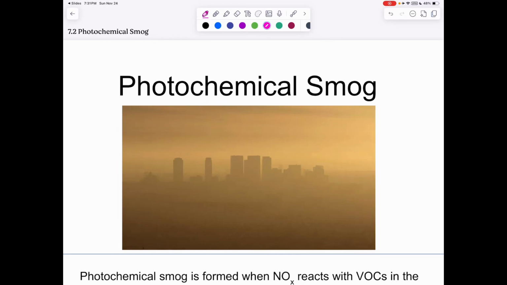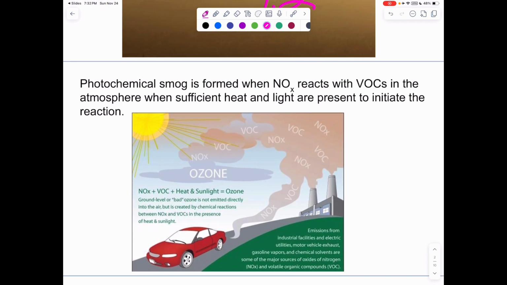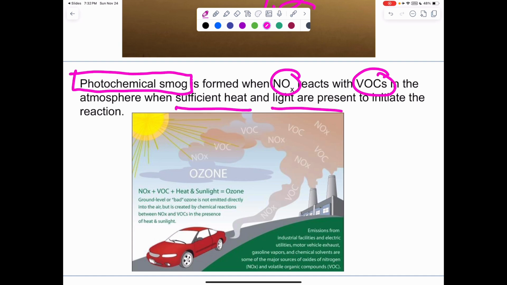So this is fun. Now we're going to talk about topic 7.2, photochemical smog. Nothing beautiful here. Okay, so previously we talked about our nitrogen oxides, our NOx's, when they react with our VOCs. So both those terms we've talked about before. But when they react, they form this photochemical smog. And that only happens when we have sufficient heat and enough sunlight present to catalyze that reaction and to help it move forward.